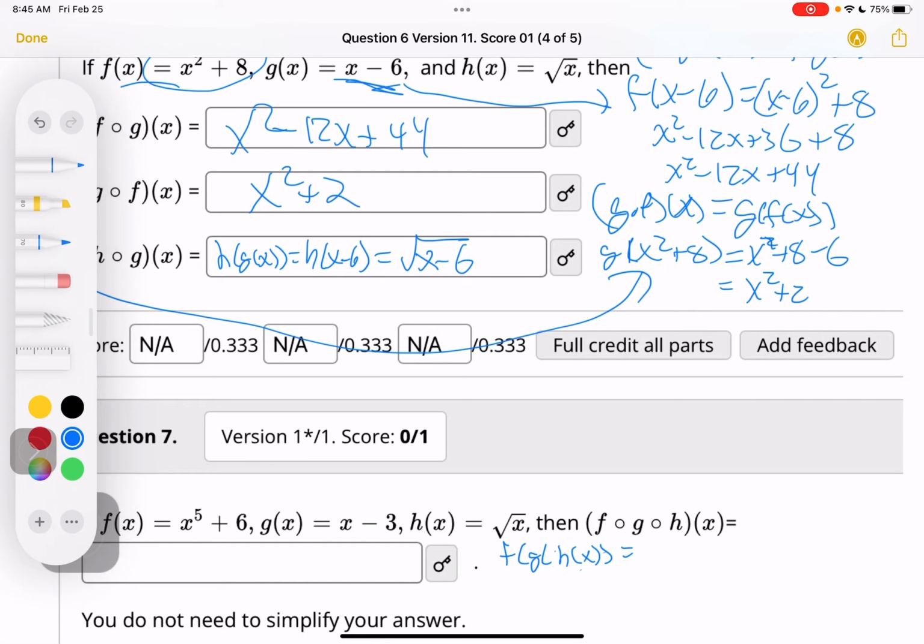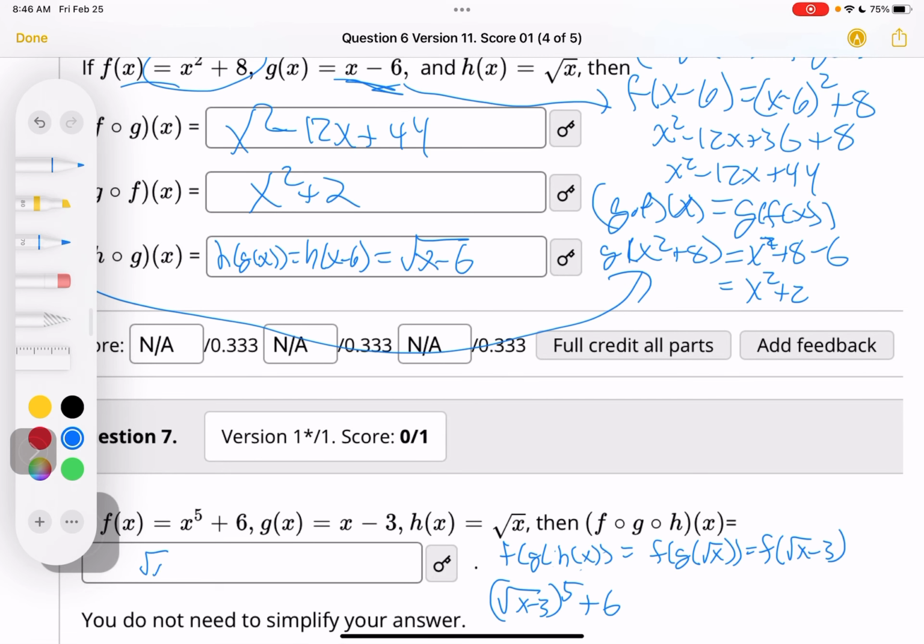So that's going to be f of g of square root of x, because h of x is square root of x. So that's f of, what is g of square root of x? That's square root of x minus 3. And so what does f do? It's going to raise that to the 5th power and then add 6. So it's going to be the square root of x minus 3 to the 5th power plus 6. And I'm betting that's the answer. If there's a binomial expansion with the square root to the 5th power, I'll be pretty surprised. Just let me know if you see that.